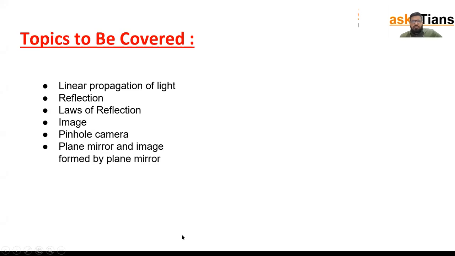Now we are going to study these topics today. First is the linear propagation of light, which I already told you about. The second topic is reflection. The third is the laws of reflection. Then we'll see image and the pinhole camera. Finally, we will finish with the plane mirror and the image formed by a plane mirror. We will see the properties of the image formed by the plane mirror. Correct? So now we are good to go.